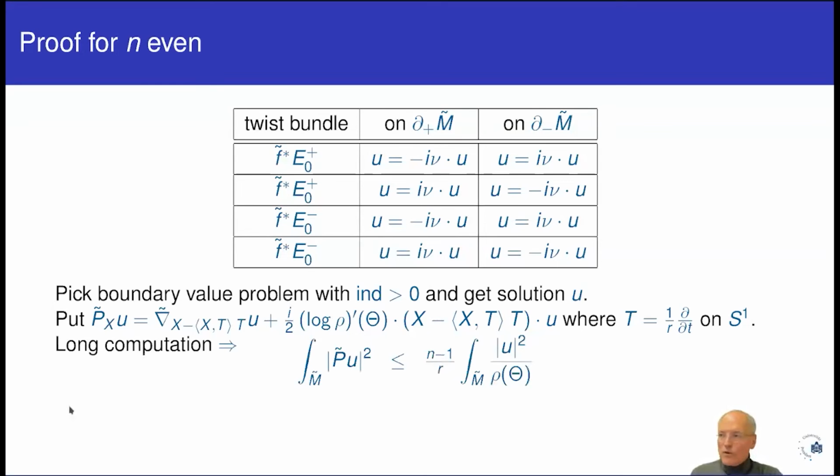And then the crucial thing, which takes quite some work and computation, is to check that my solution U satisfies such an inequality. If I apply this operator that I just defined to U and take its L2 norm squared, this can be estimated by U squared itself divided by the warping function. This uses all the assumptions that we need. You have to do some integration by parts, and the boundary terms that appear there will be controlled by the boundary conditions that we have imposed, and so forth.